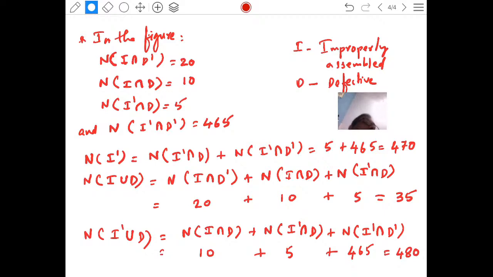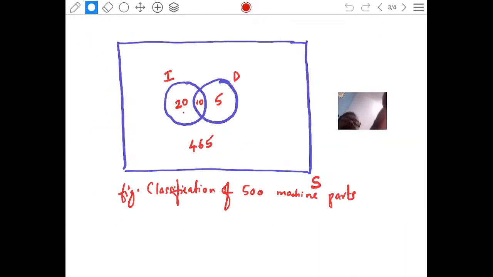So let us see this directly from the Venn diagram. So n of I complement union D shows the number of machine parts which are properly assembled. So that will lie anywhere outside I.